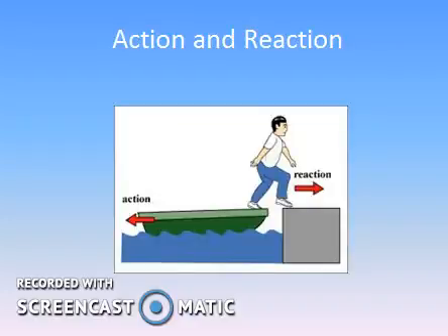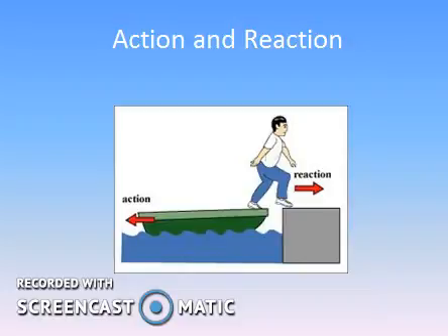Action and reaction. This law states that in every interaction, there is a pair of forces acting on the two interacting objects. The size of the force on the first object equals the size of the force on the second object. The direction of the force on the first object is opposite to the direction of the force on the second object. Forces always come in pairs, equal and opposite action-reaction force pairs.